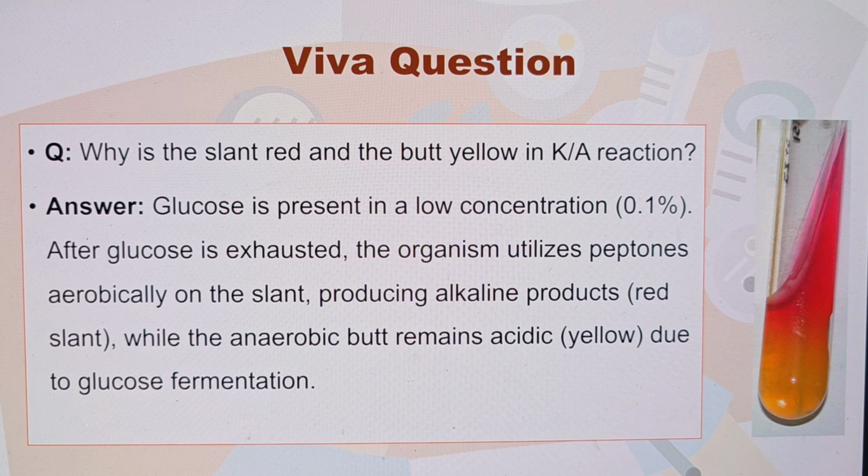Viva question: why is the slant red and the butt yellow in K by A reaction? Glucose is present in low concentration, that is 0.1%. After glucose is exhausted, the organism utilizes peptones aerobically on the slant, producing alkaline products, while the anaerobic butt remains acidic due to glucose fermentation.